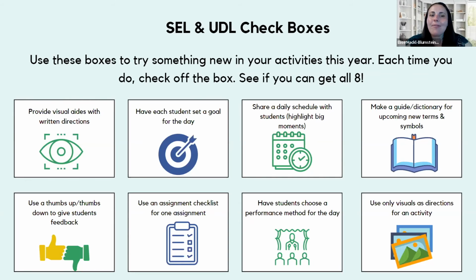So the first one says, provide visual aids when you give written directions. The second says, have each student set a goal for the day. Third is share a daily schedule with students, highlighting those big moments. The fourth is make a guide or a dictionary for upcoming new terms and symbols. The next row says use a thumbs up or thumbs down for students to give feedback. Use an assignment checklist for one assignment. Have students choose a performance method for the day, or use only visuals as directions for an activity instead of a lecture or writing directions.